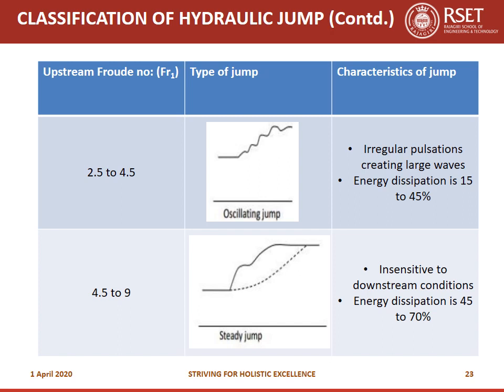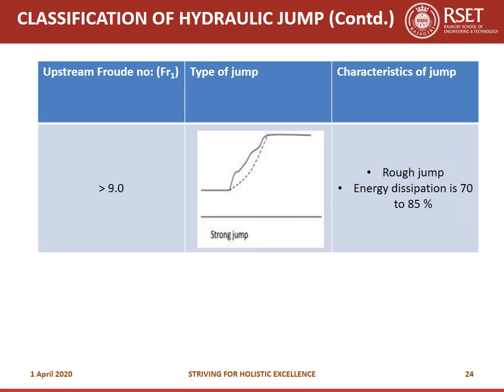When now again the Froude number upstream is increasing, you can understand that as the upstream Froude number is increasing, the hydraulic jump becomes more and more powerful. When the upstream Froude number becomes 4.5 to 9, the type of jump formed is known as steady jump. Steady jump is a jump that is insensitive to the downstream conditions. It will form irrespective of what is happening downstream, and the energy dissipation is steady. It is 45 to 70% of the energy that is dissipated during the jump.